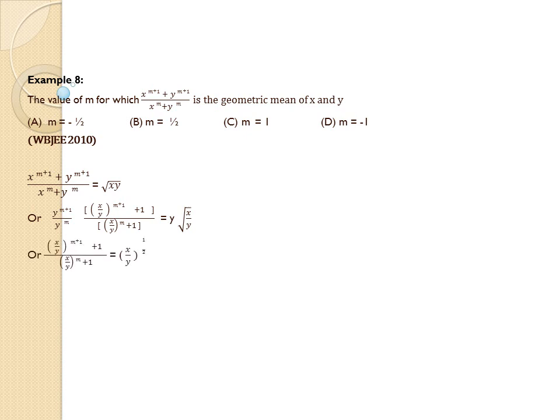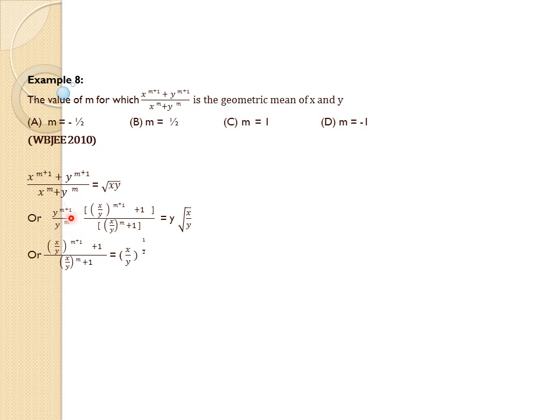So from here, if I just simplify this expression, y to the power m plus 1 divided by y to the power m becomes y, because y to the power m plus 1 minus m, so m minus m negate each other, so y. And this y will cancel with the y which is there in the right hand side.